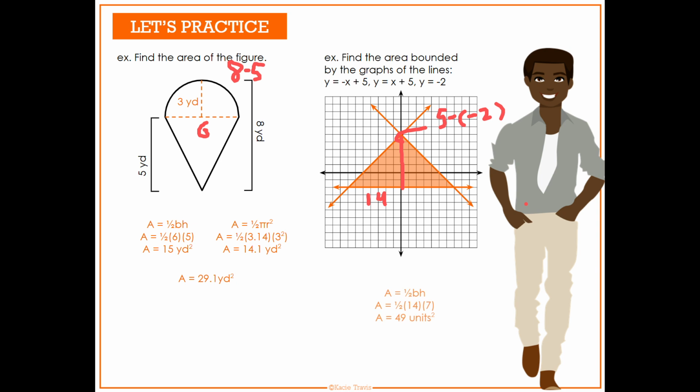Now that we know this, what shape does this obviously look like? Looks like a triangle. Let's deal with it. 1/2 base times height, so 1/2 of 14 times 7 gives us 49, folks.